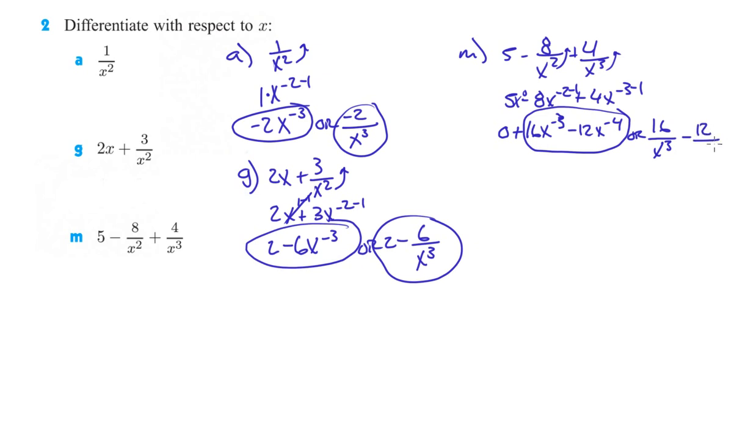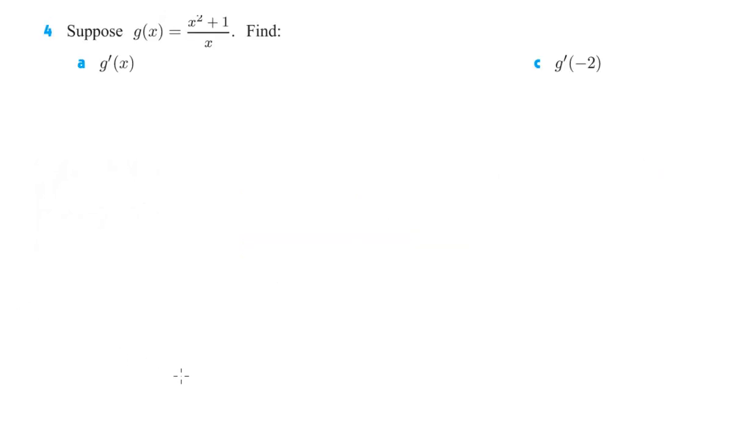Minus 12 over x to the fourth. Either one of those. Okay? All right, next one. Suppose g of x equals x squared plus 1 over x. Find g prime of x.